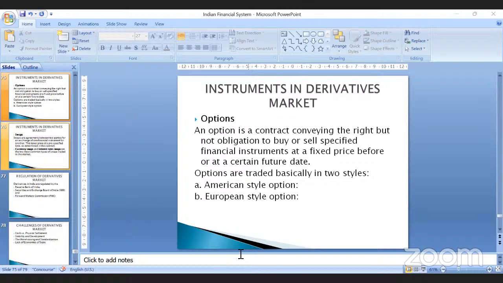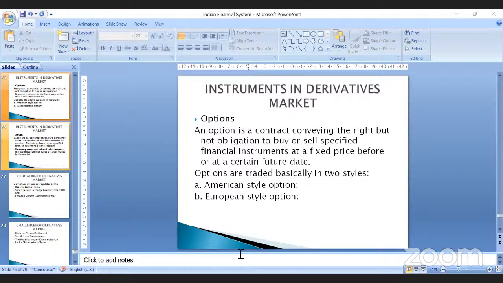You have a right, but you don't have an obligation, right? The buyer receives a right for which he pays something called a premium, right? And the seller undertakes an obligation, right? Now, these options are traded in two styles. One is the American style option and the other is the European style option.